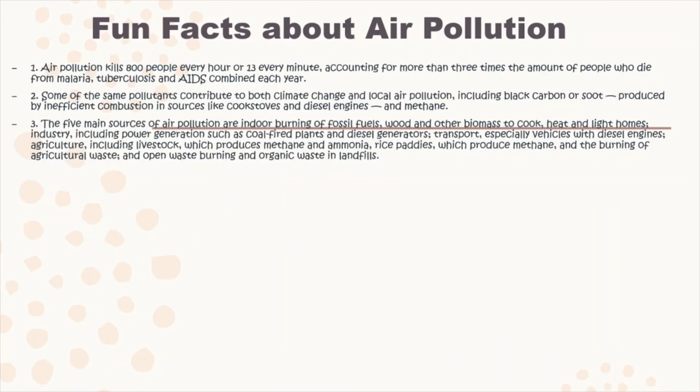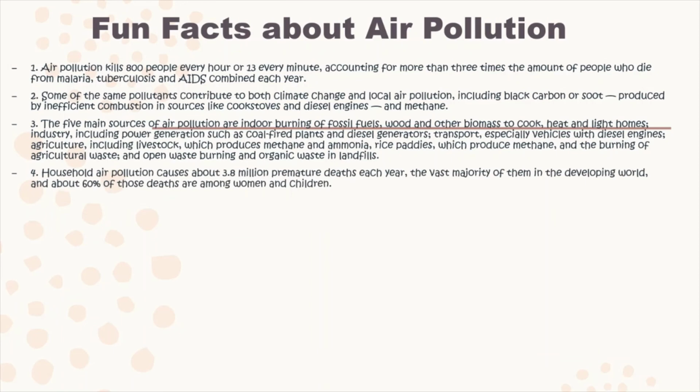The 5 main sources of air pollution are indoor burning of fossil fuels, wood, and other biomass to cook, heat, and light homes. Industries including power generation such as coal-fired plants and diesel generators, transport especially vehicles with diesel engine, agriculture including livestock which produce methane and ammonia, rice paddies which produce methane, and the burning of agriculture waste and open waste burning and organic waste in landfills.